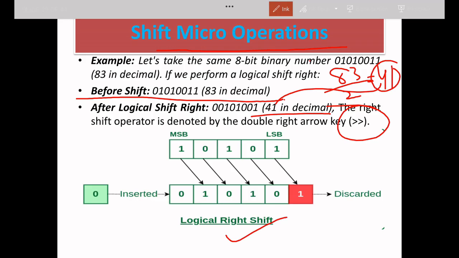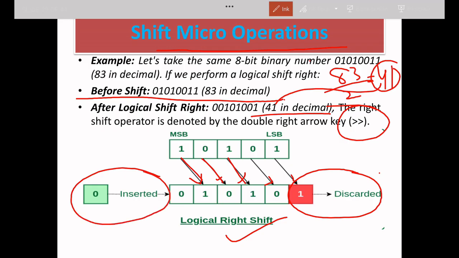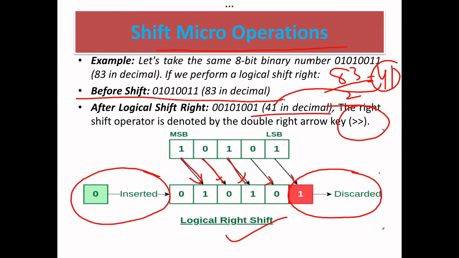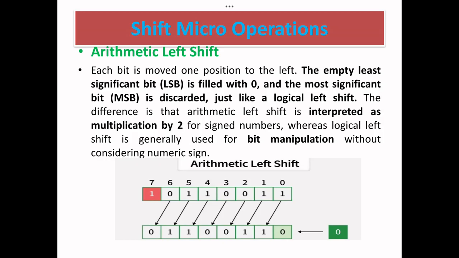So in the logical right shift, what are we doing? We shift the data to the right side. But what we are doing, the last one we discard and we insert the data from this side. Very, very simple. Now next, this is very important: arithmetic left shift.